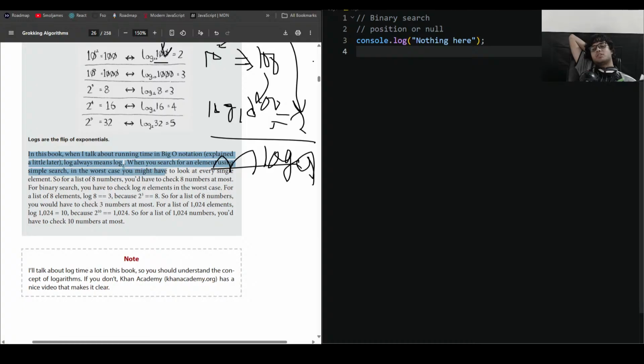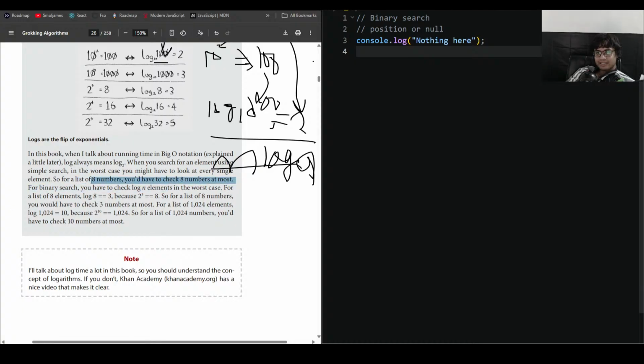When you search for an element using simple search, in the worst case, you might have to look at every single element. So for a list of 8 numbers, you'd have to check 8 numbers at most.